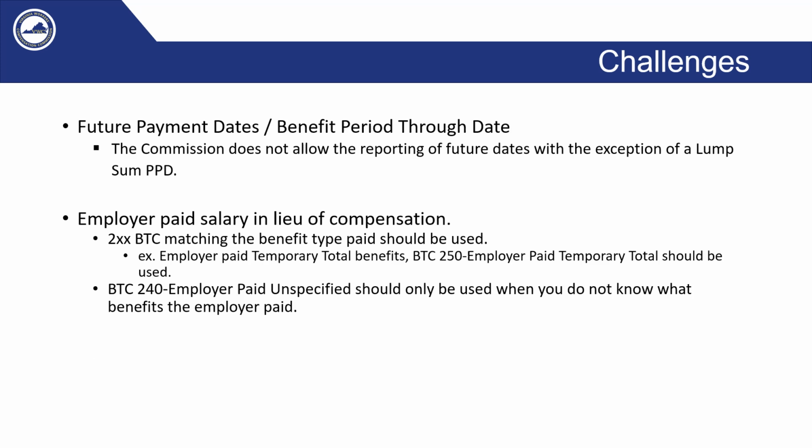Future payment date and the benefit period through date. The Commission does not allow the reporting of future dates with the exception of a lump sum of PPD. This is the only time a filing can have a future payment and/or benefit period through date. Employer paid salary in lieu of compensation. When reporting employer paid benefits, the correct 2XX code should be reported for the benefit type paid. Code 240 for employer paid unspecified should only be used when the benefit type the employer paid is unknown.